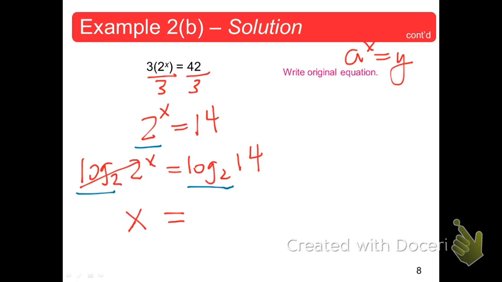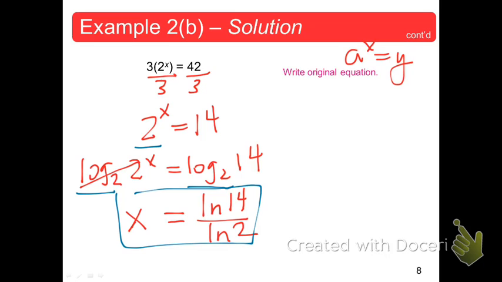And then here, I would rewrite this into the change of base form. We talked about change of base form in the last section, and I'm going to use the natural log of 14 divided by the natural log of 2. We can use the log of 14 over the log of 2 also. Again, since you can't use your calculators, you will leave your solution in this form. But if we were to use our calculator and check our answers in the back, this will give us approximately 3.807.